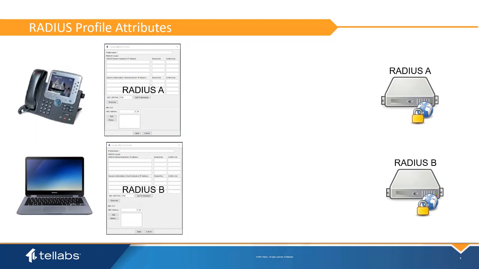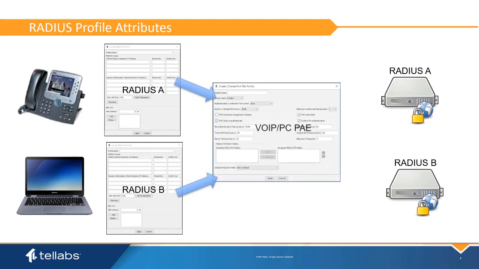One or more Radius profiles can be associated with a single PAE profile. This would allow multiple Radius domains to be associated with a single port. A particular Radius cluster is selected from the list of Radius clusters in the Radius profile based on a MAC OIU filter.